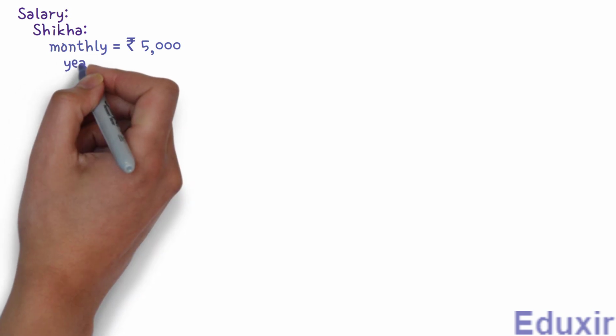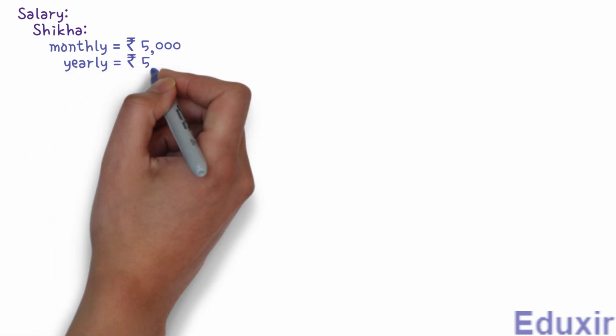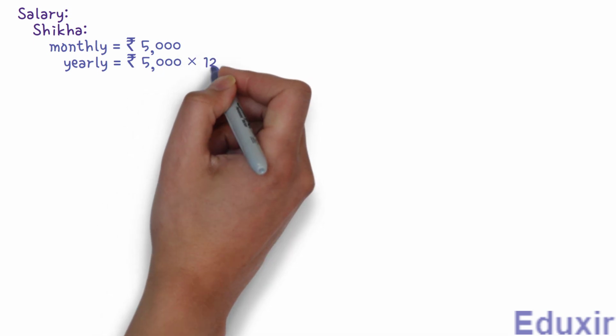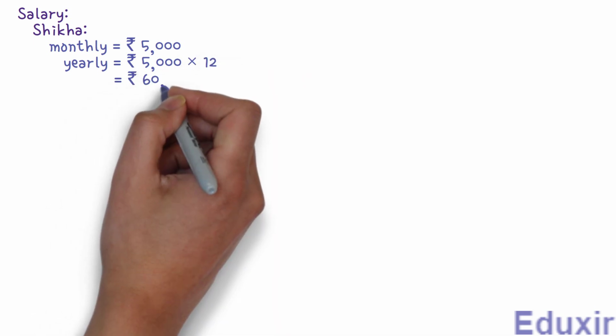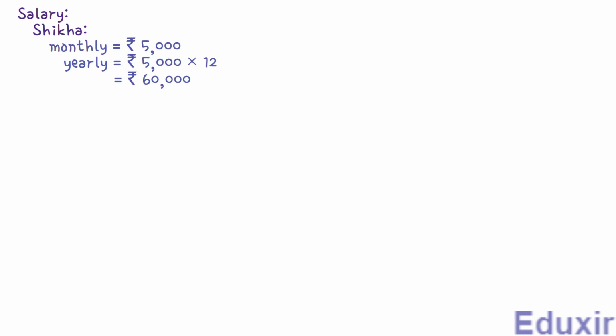So the yearly salary would be equal to the monthly salary of 5,000 rupees multiplied with 12. This is equal to 60,000 rupees. Now, the partner's salary is not actually a salary, but it's a way of distributing the profits to the partners. So it's not same as the employee's salary.